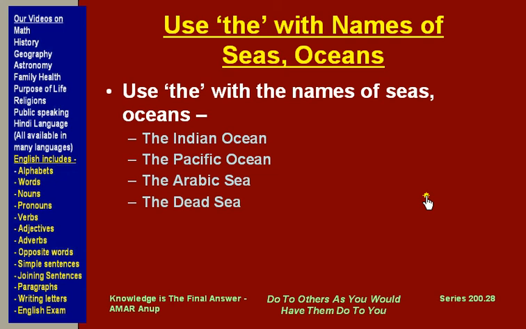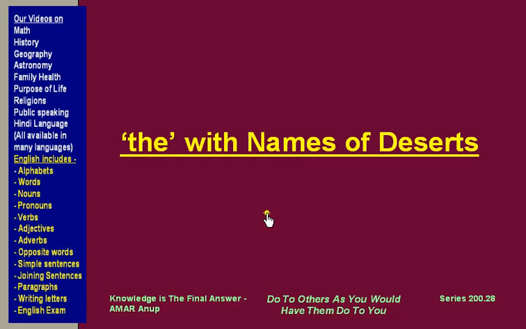Some more examples of use of the with names of seas and oceans: the Indian Ocean, the Pacific Ocean, the Arabic Sea, the Dead Sea. So, to recapitulate, the bodies of water and use of the, we use the with all bodies of water except with the names of lakes and bays. However, with the names of lakes we use the when the lakes are in a group.